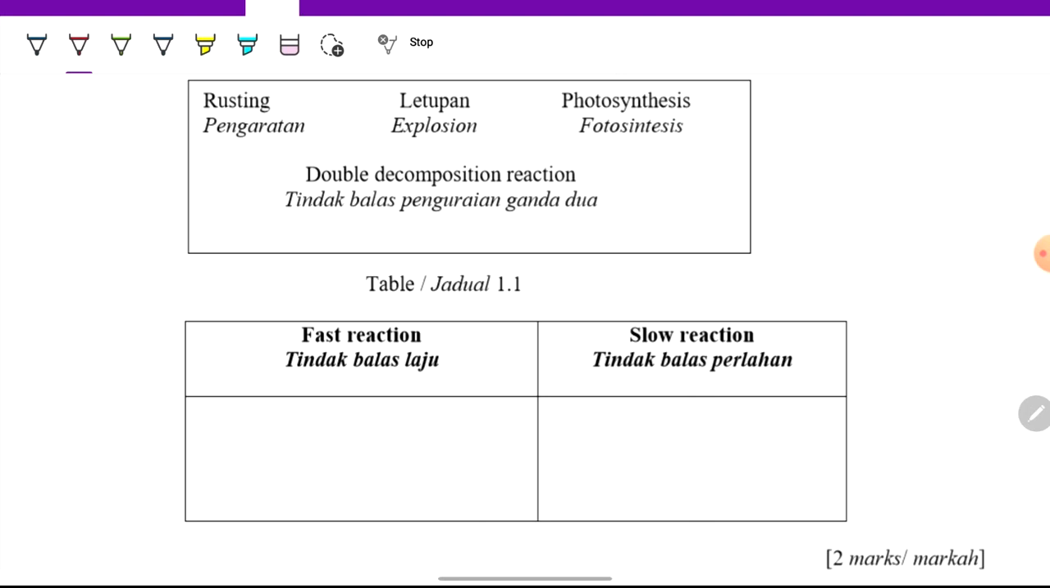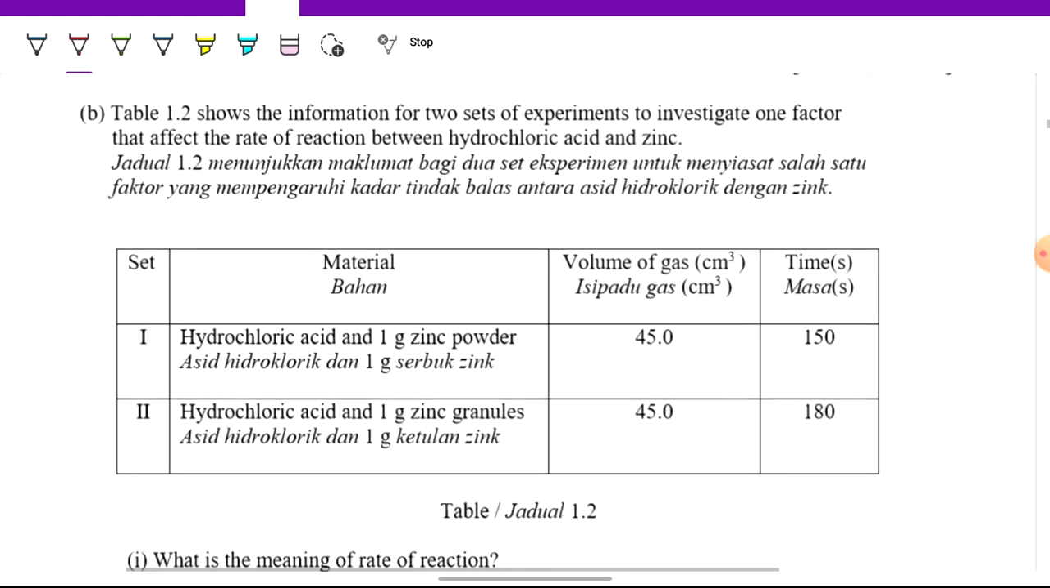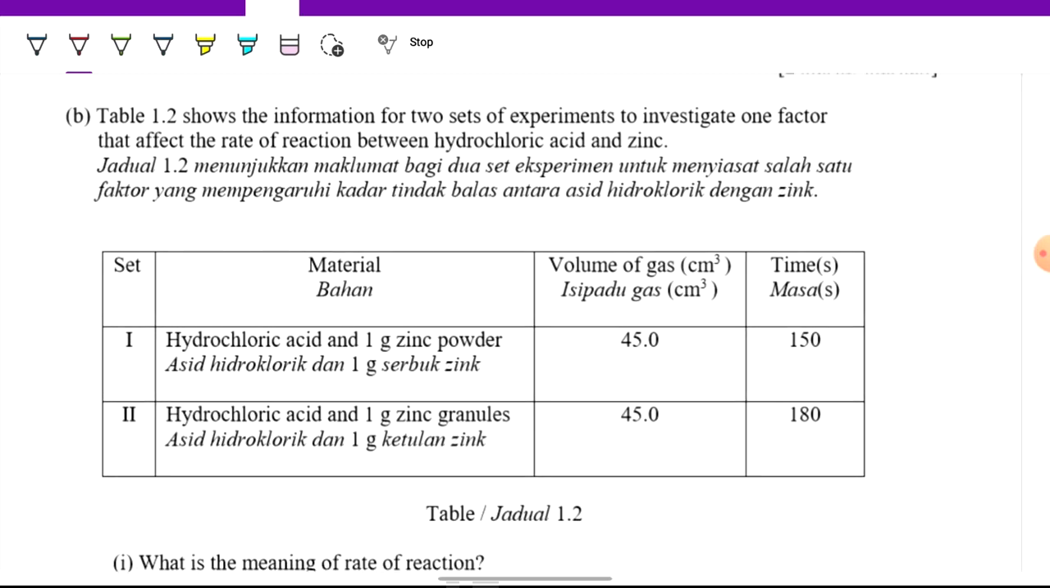Based on here, we know that explosion will be a fast reaction. Double decomposition is very fast. Then rusting will be slow, and photosynthesis will be a slow reaction. So you just put them inside the table here. So 2 marks.